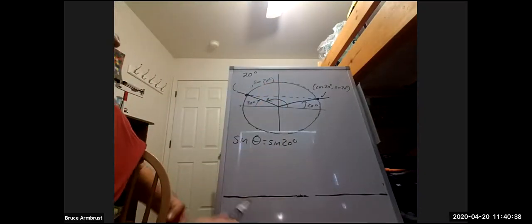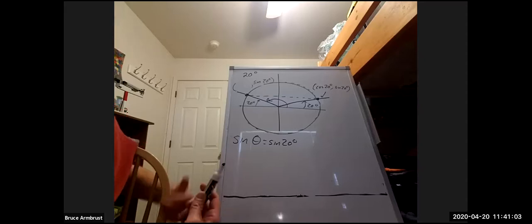All right, so what is that? What theta is going to give us the same sine as the sine of 20? So Kiva just put 140, change it to 160. We got some 140s, we got some 160s.